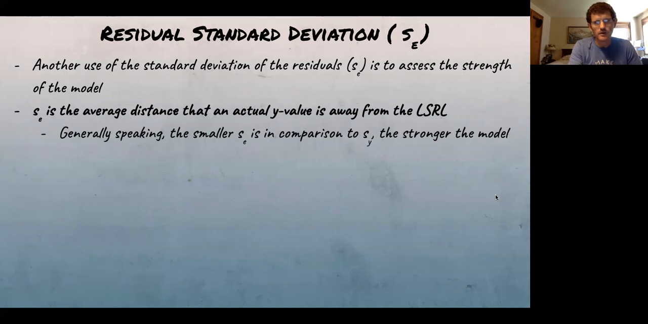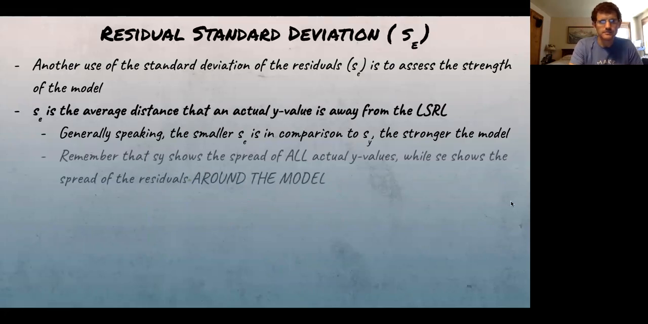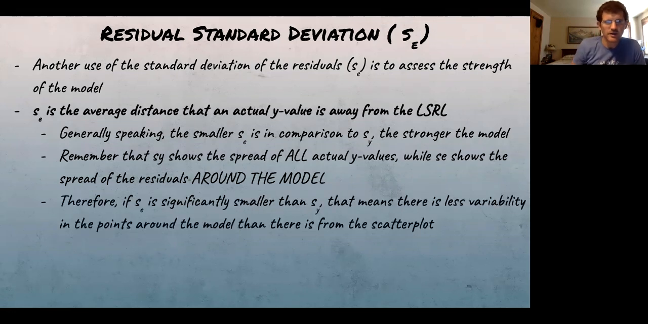So it's the same thing like we did before with our histograms. So generally speaking, the smaller a standard deviation of residuals is in comparison to the standard deviation of the y values, the stronger the model. Okay, so maybe the best way of talking about this, and this should be subscript right here for the y, your standard deviation of y shows the spread of all of the actual y values, while the standard deviation of your residuals, again subscript here, shows only the spread of the residuals around the model. So if your standard deviation of the residuals is significantly smaller than the standard deviation of y, that means there's less variability in the points around the model than there is from the scatter plot.